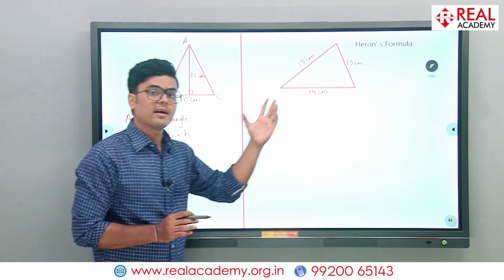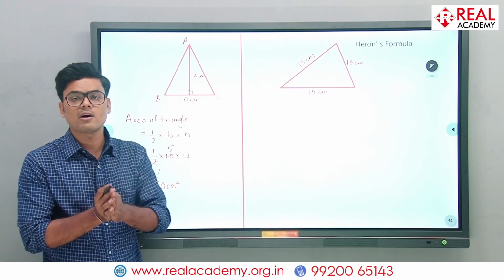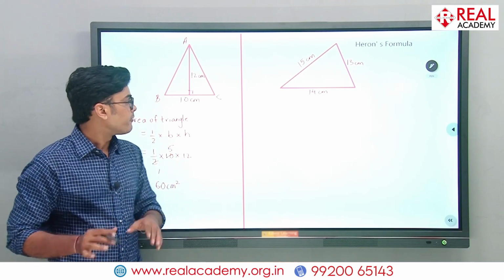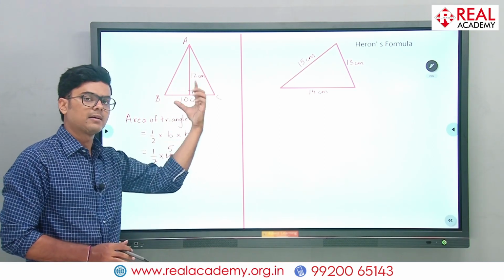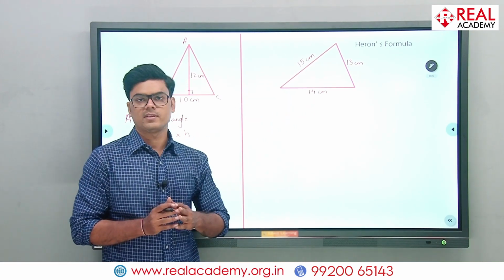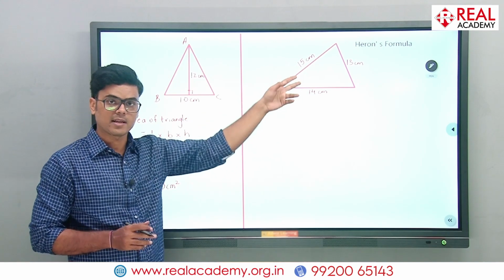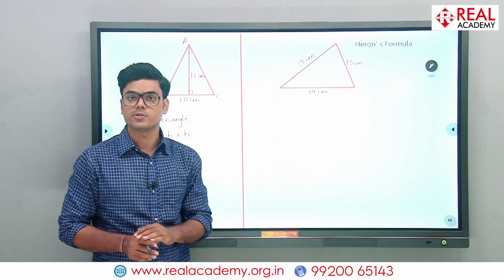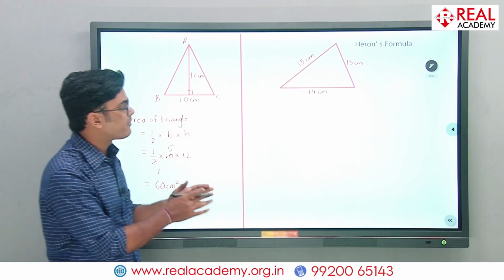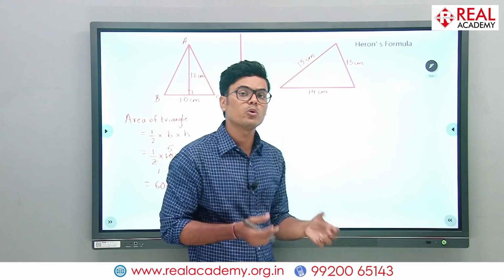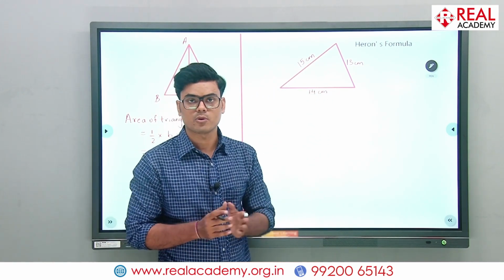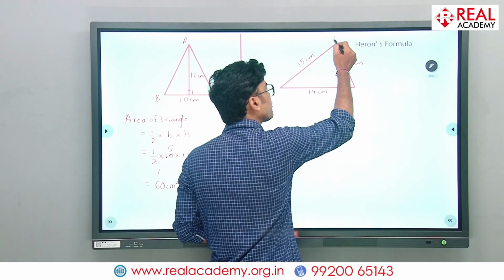Now coming to Heron's formula. Why is this formula used? By now you must have guessed that it has something to do with the area of a triangle. When we know the base and height of the triangle, this is the formula to calculate the area. But when we don't know the height of the triangle, but we know the sides of the triangle, that is when Heron's formula is used. Here height is given, base is given, it is easy to calculate the area. But when the height of the triangle is not known to us, but the lengths of three sides are known to us, correct? At that time, Heron's formula is used.